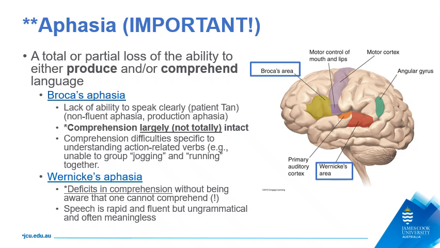So the patient is very non-fluent, and the comprehension is largely intact. It is not total, but it is largely intact. And interestingly, comprehension difficulties for people with Broca's aphasia are specific to understanding action-related verbs. So they cannot group words like jogging and running within the same category.